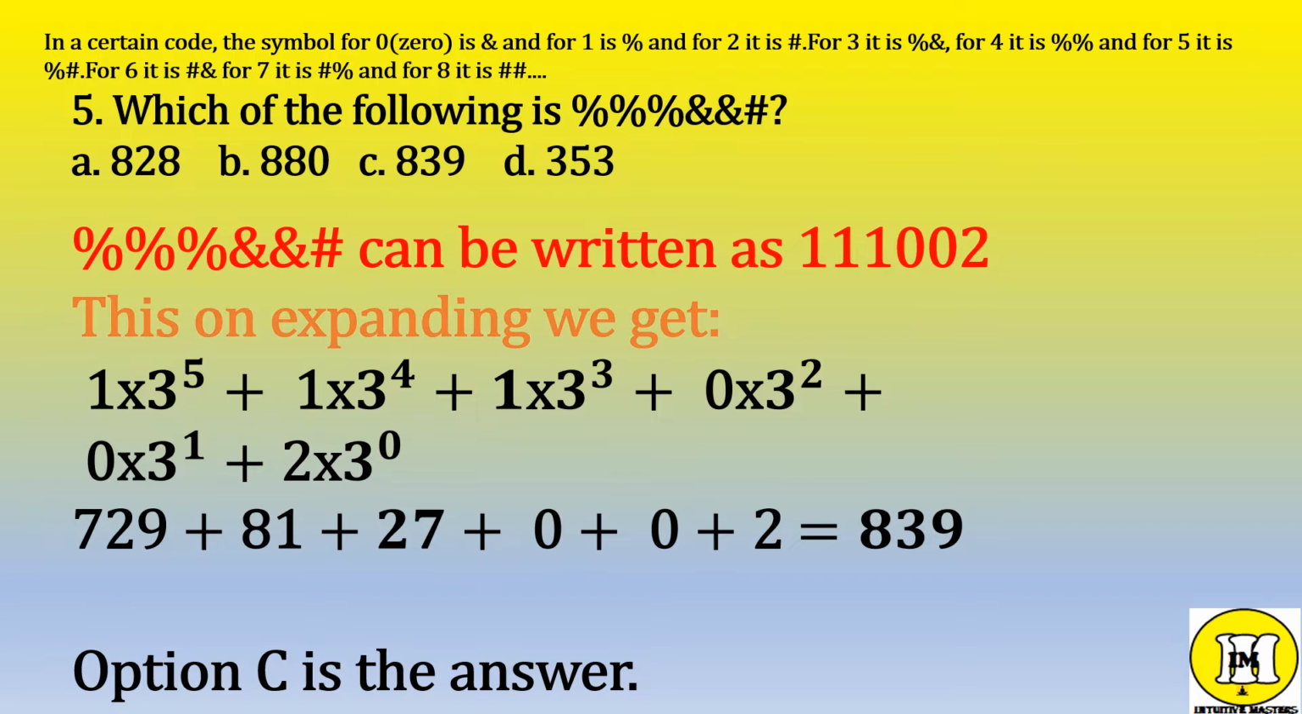% and hashtag can be written as 111002. Let us convert this ternary number to decimal number. 1 multiplied by 3 to the power of 5 plus 1 multiplied by 3 to the power of 4 plus 1 multiplied by 3 to the power of 3 plus 0 multiplied by 3 to the power of 2 plus 0 multiplied by 3 to the power of 1 plus 2 multiplied by 3 to the power of 0 equals 729 plus 81 plus 27 plus 0 plus 0 plus 2, which equals 839. Option C is the answer.